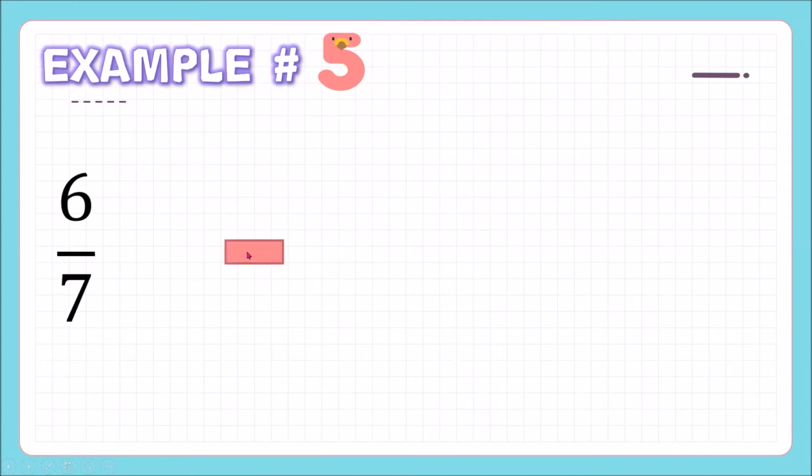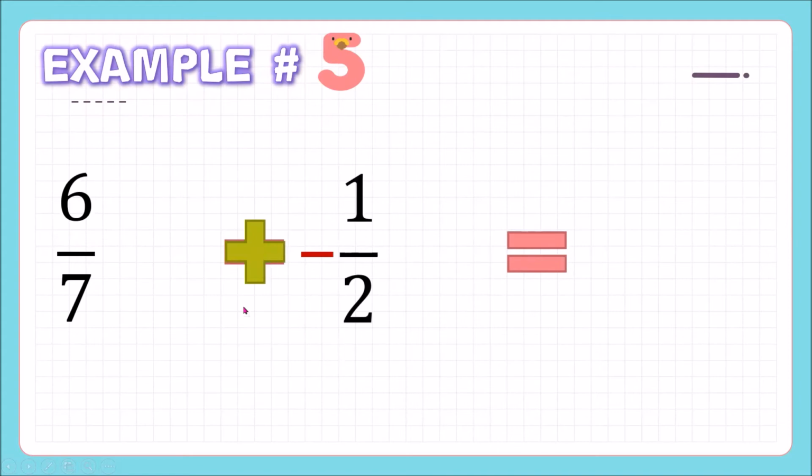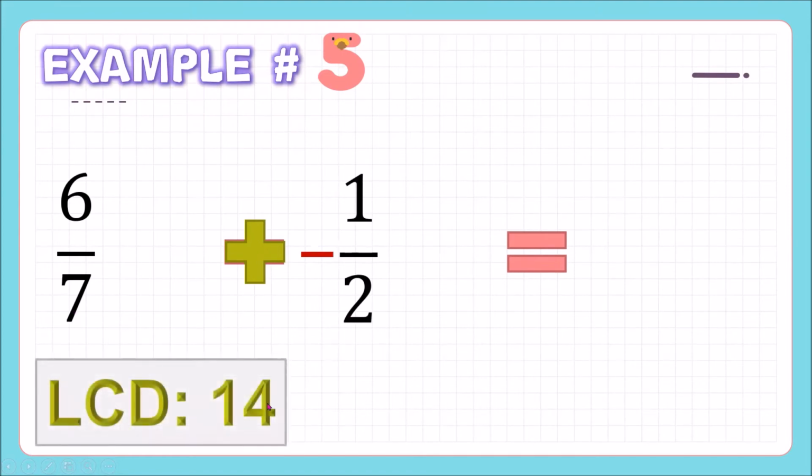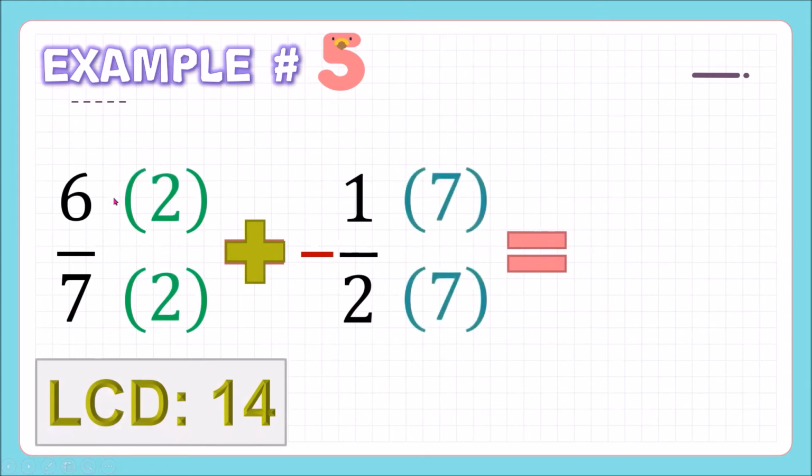Next, example number 5. 6 over 7 minus 1 half. First, let us change the sign of the subtrahend, so it will become negative, and then proceed in addition. Next, get the LCD. The LCD of 7 and 2 is 14. So 14 divided by 7, we need to multiply it by 2. And then 14 divided by 2, we multiply it by 7. So 7 times 2 is 14, 2 times 7 is 14, so they are similar now. 6 times 2 is 12, negative 1 times 7 is negative 7.